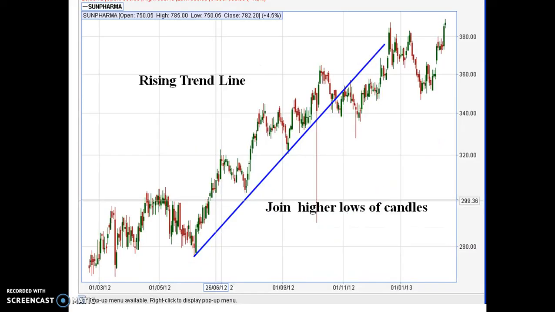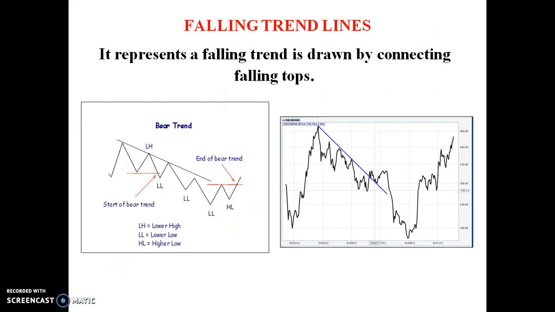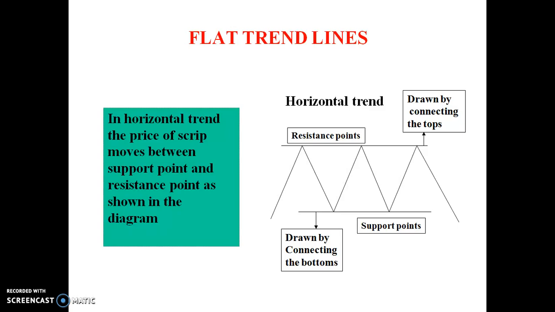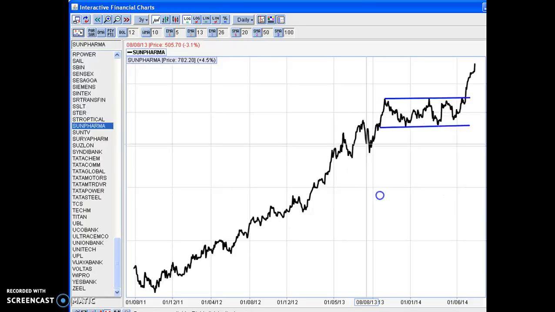This slide shows the rising trend line on a candlestick chart. The falling trend line is drawn by connecting lower tops as shown in the sketch and the image. The flat trend lines are drawn by connecting tops and bottoms. So there are two trend lines as shown in the sketch. You can see the trend lines for the range bound area of the stock prices in this image and then the change in the upward direction.